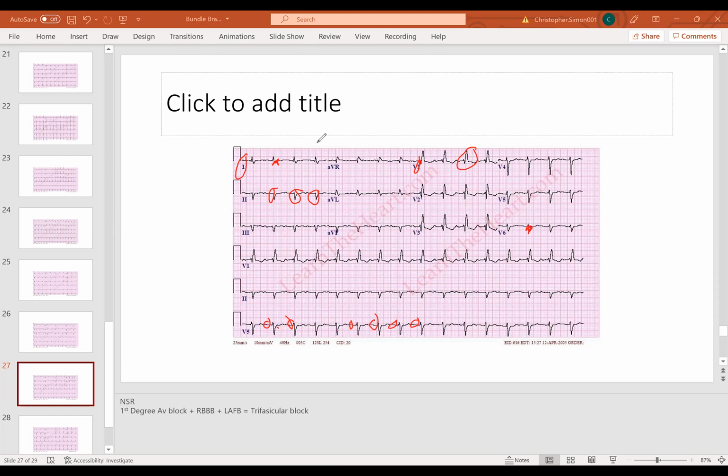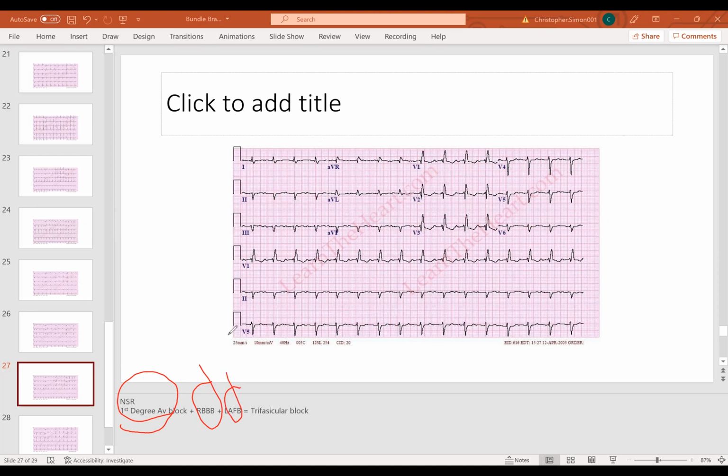So this is a lot going on here, right? We would say this person has a trifascicular block. Well, what makes up the 3 components of a trifascicular block? A first degree AV block, a right bundle branch block, and then another fascicle. It can be left anterior or left posterior, doesn't matter, but they need to have one more thing.